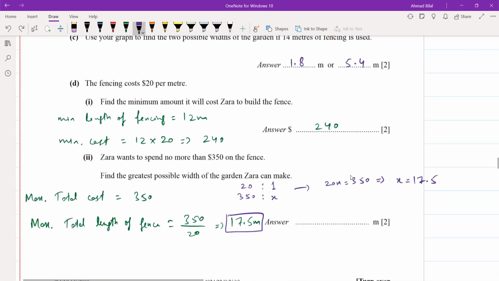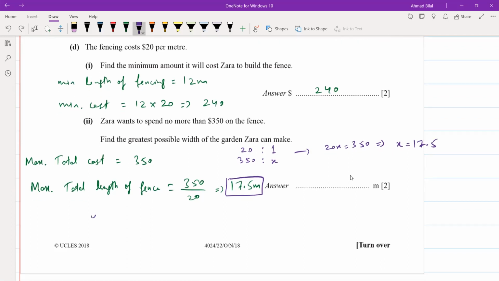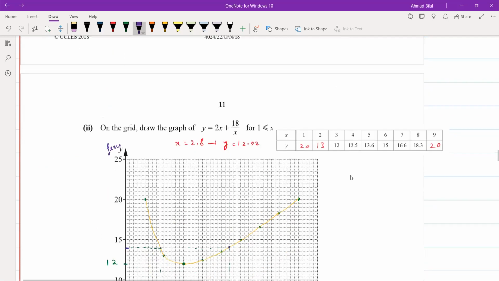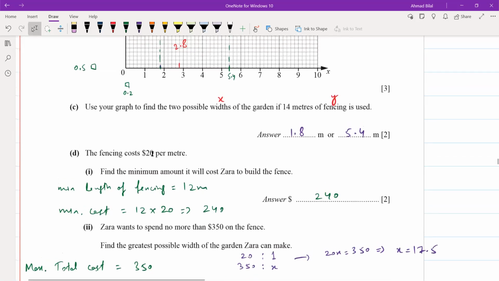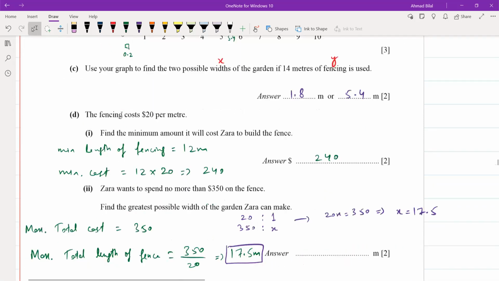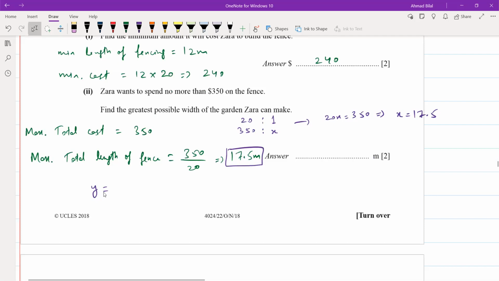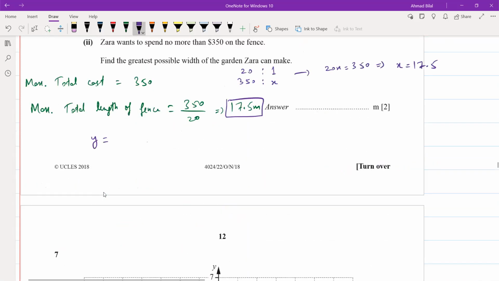So when the length of the fencing is 17.5, अब उसने आपसे ग्राफ का नहीं कहा हुआ वैसे, so you don't necessarily have to use the graph. आप ग्राफ के बगैर भी कह सकते हो. You have the formula, you know that you have that function y is equal to 2x plus 18 over x. You're not told specifically कि आपको graph use करना है. So you can just use your equation there. You can say this is y equals 2x plus 18 over x.